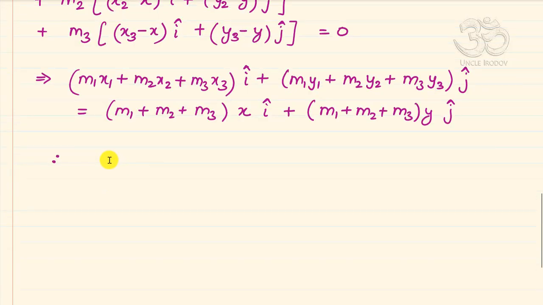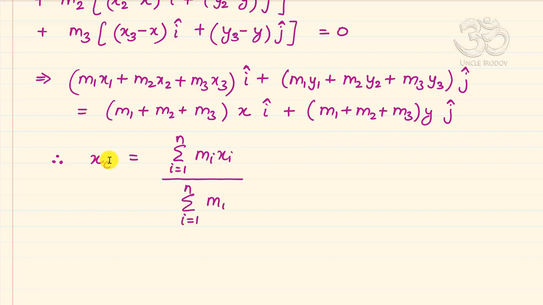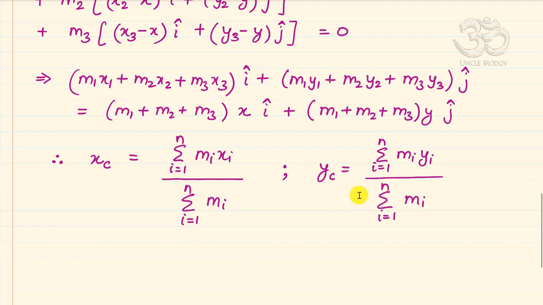So I can write, therefore, the x coordinate of this point C is summation of i going from 1 to n mi xi divided by summation of i going from 1 to n mi. And similarly the y coordinate of this point C will be summation of i going from 1 to n mi yi divided by summation of i going from 1 to n mi, and this will give me the center of mass. And by extension you can see what will happen in a three-dimensional case.